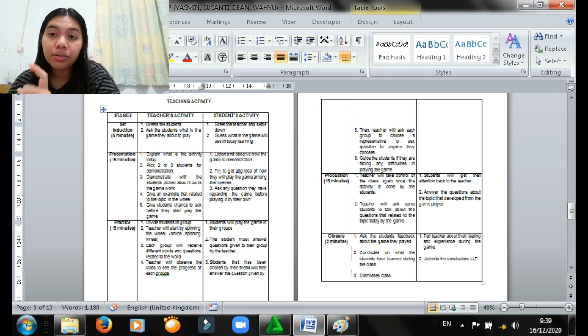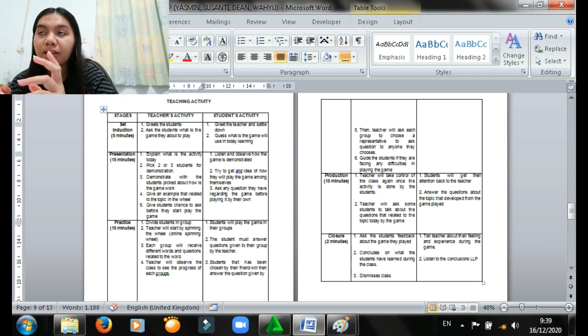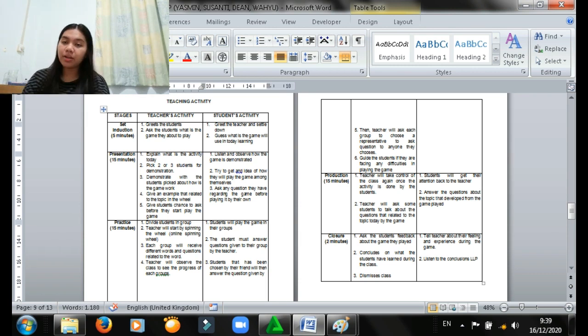After that, during the presentation, the teacher will also choose 2 or 3 students to be involved in the demonstration that the teacher will be doing. The teacher will explain that once the teacher spins the wheel, the student who is picked will be the one who answers any question given by their friends, their classmates, or the teacher itself.